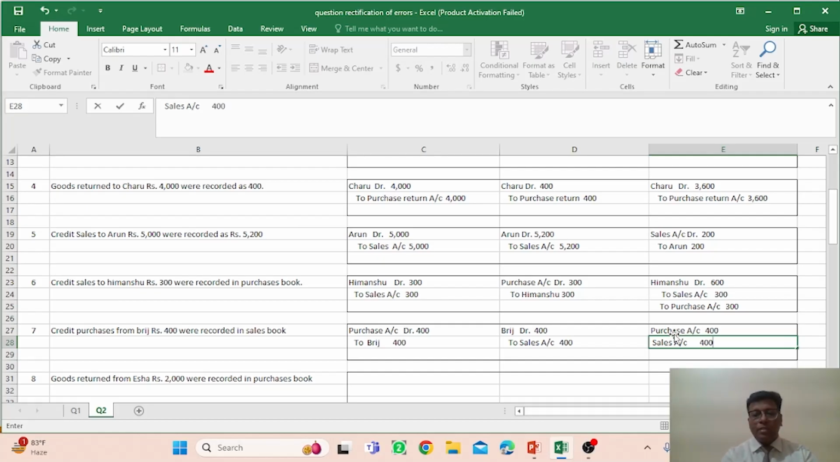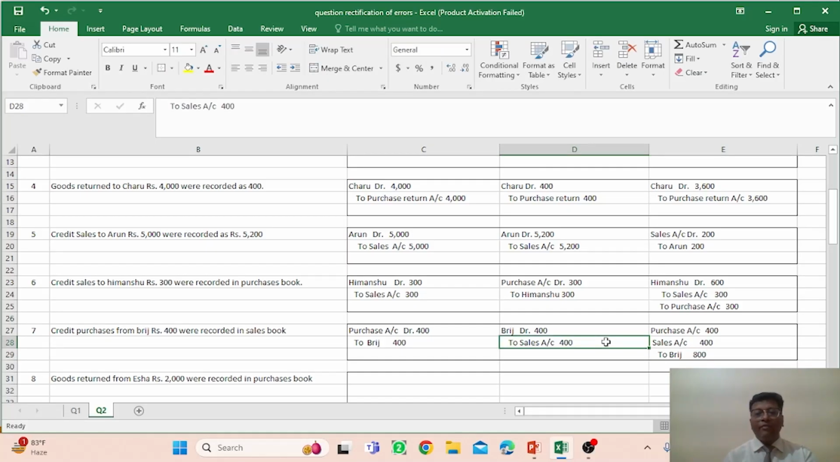Okay, 400. And now the bridge account. You bought the goods from bridge, and bridge was not entered in the credit, but you wrongly made this account debit. So what option do you have? You have to make the bridge account credit by double the amount, to bridge 800. So what is the purpose? The purpose is to rectify this particular wrong transaction which was entered wrongly in the books of accounting.